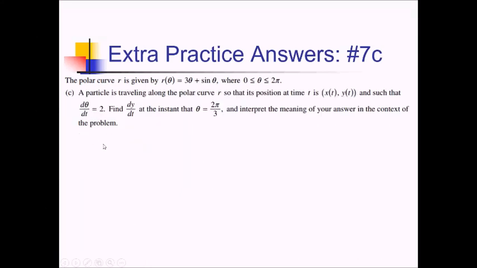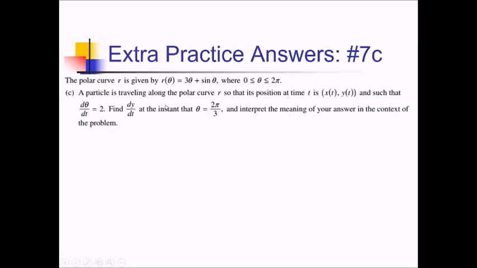For this last part of the problem, a particle traveling along the polar curve has a position given by x of t comma y of t. Okay, we sort of already dabbled in this parametric breakdown, such that d theta over dt equals 2. They want us to find dy over dt at the instant theta equals 2 pi over 3, and then figure out what we just did.